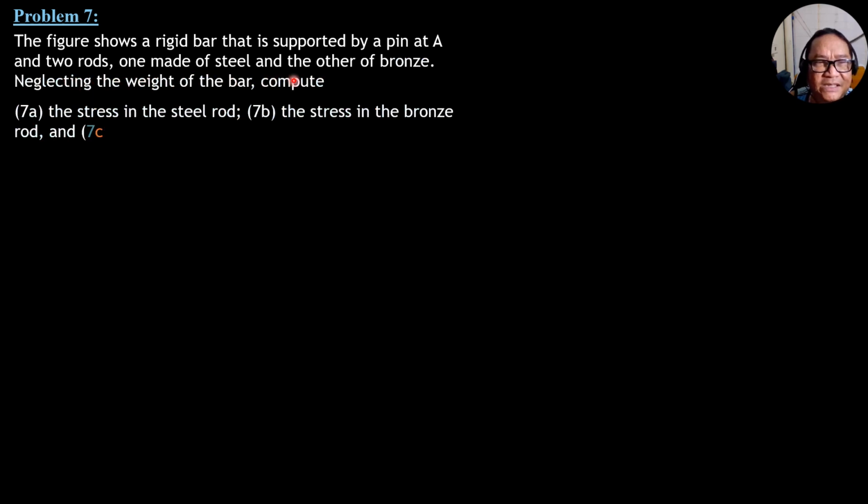So problem 7, the figure shows a rigid bar that is supported by a pin at A and two rods, one made of steel and the other of bronze. Neglecting the weight of the bar, compute the stress in the steel rod, the stress in the bronze rod, and the deformation at the point of application of the load.